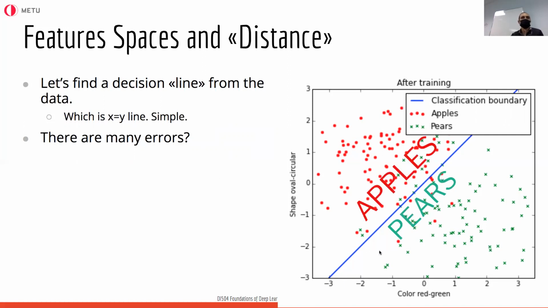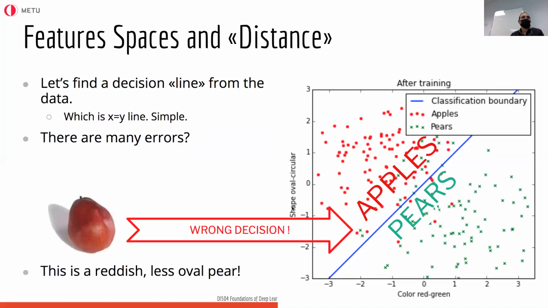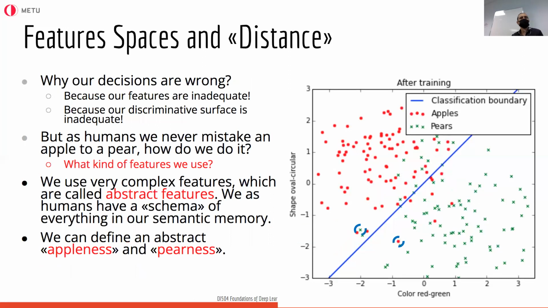Apples and pears, but you have apples here, you have pears here, and there are many errors. So for example, like this, a reddish, less oval pear, which you eat and you decide to be a pear, but looks like an apple. So our decisions were wrong because our features were inadequate. Because when you engineer features by hand, they will always be inadequate. That's what we learned from deep learning. Because our discriminative surface is inadequate.